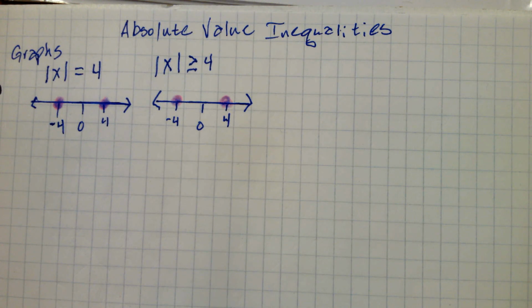But we want numbers that would give us a result that's also greater than 4. So what kind of numbers would work? What else could we possibly have?